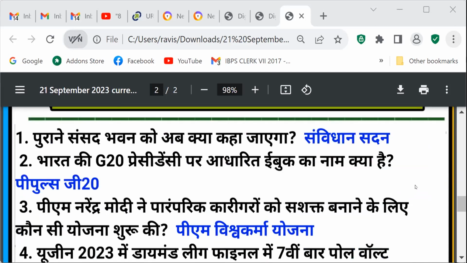Anybody knows Hindi here? Yes, sir. Please read. Let us give equal importance for both English and Hindi. Come on, read this.